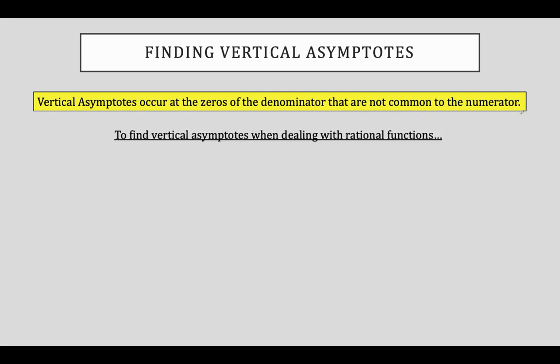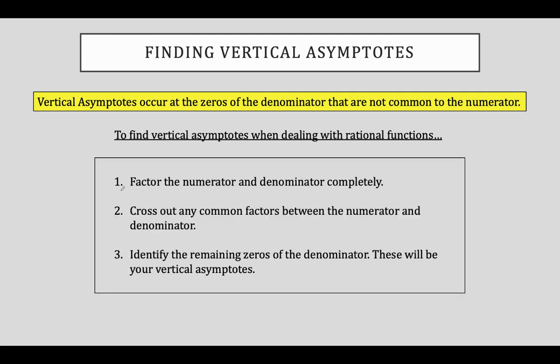To find vertical asymptotes when dealing with rational functions, recall that a rational function is a polynomial divided by another polynomial. We have a three-step process. 1. Factor the numerator and the denominator completely. 2. Cross out any common factors between the numerator and the denominator.